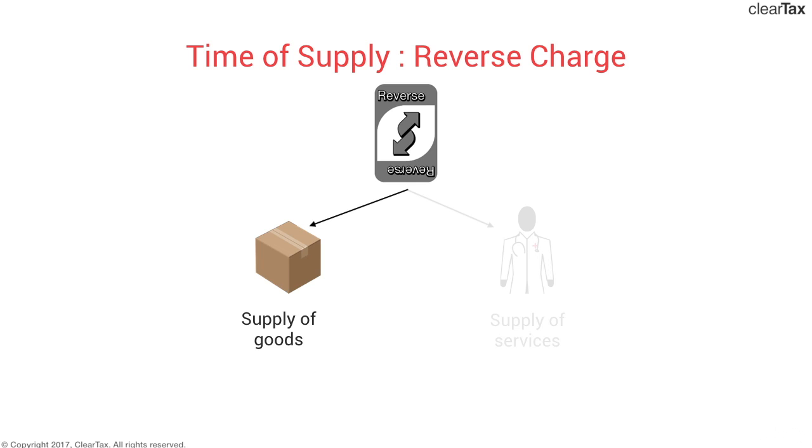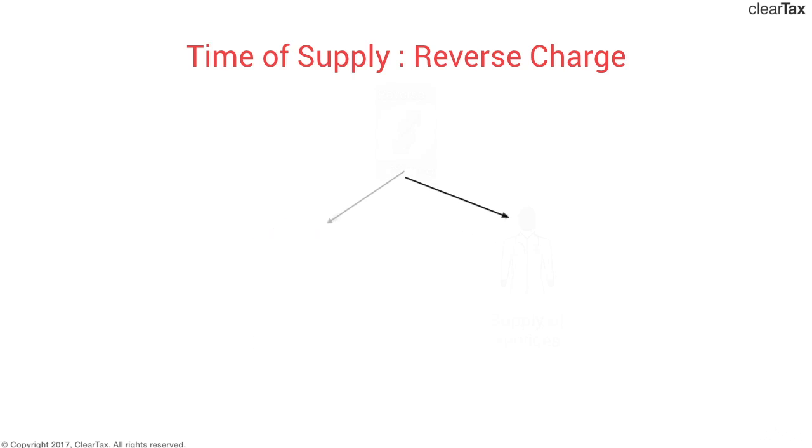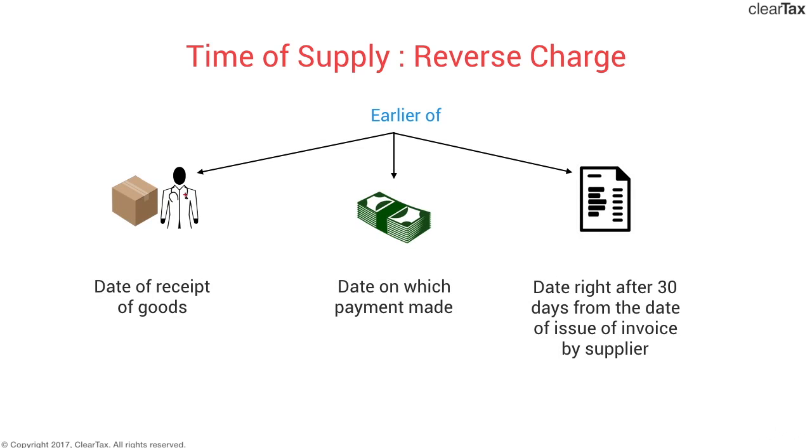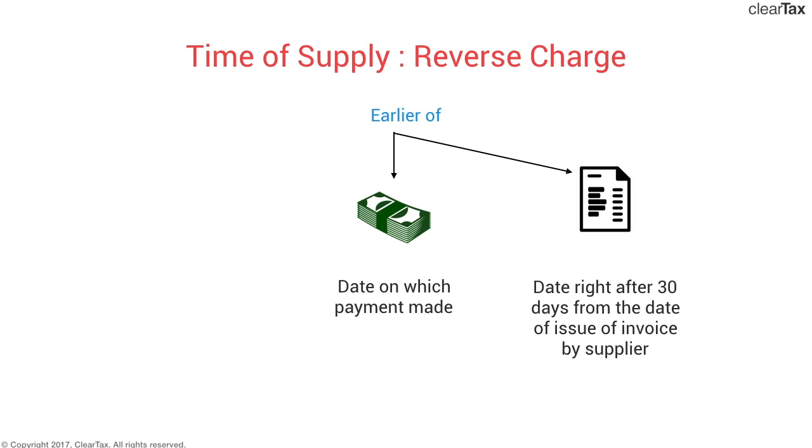Next, let's check out the situation under time of supply for services under reverse charge. Now we had 3 dates when we talked about goods, but for services there are only 2. The receipt of services would not be counted. So that's gone. We only have 2 situations, payment and invoice. But under services, it could happen that it's a long drawn out process.